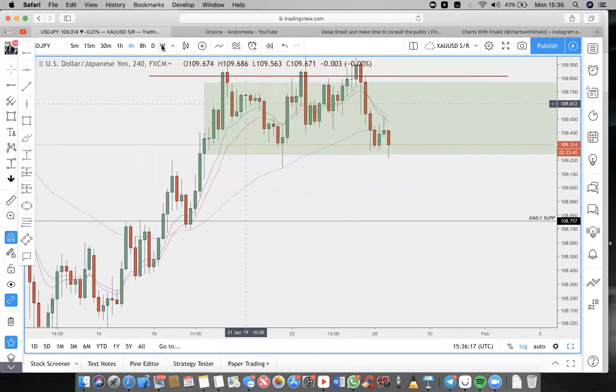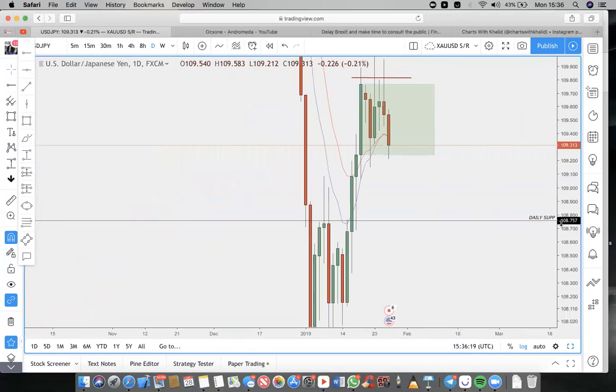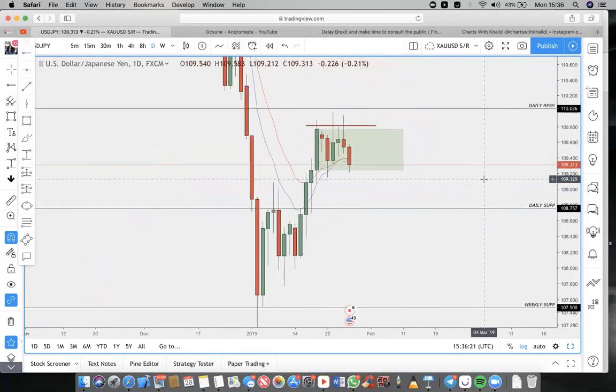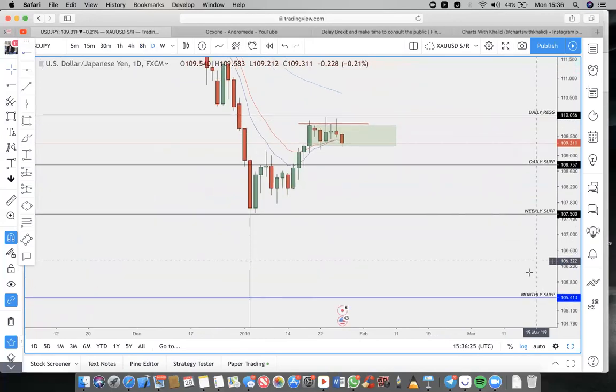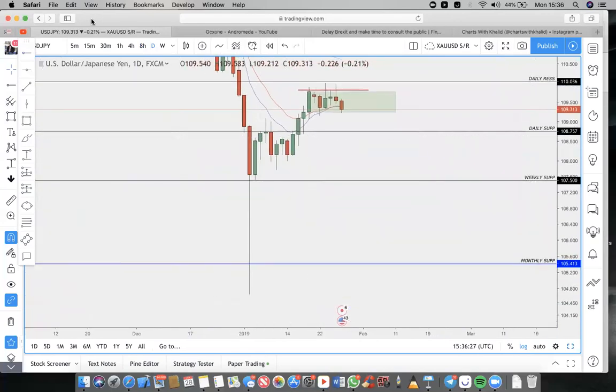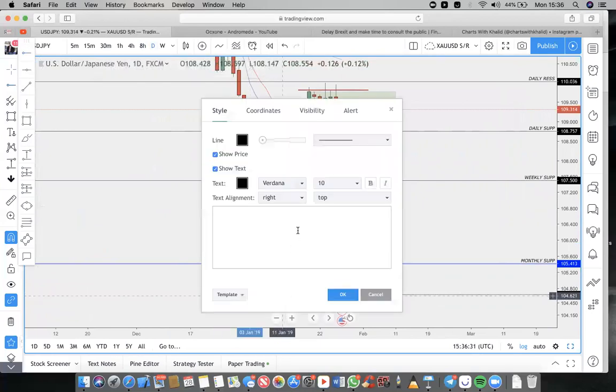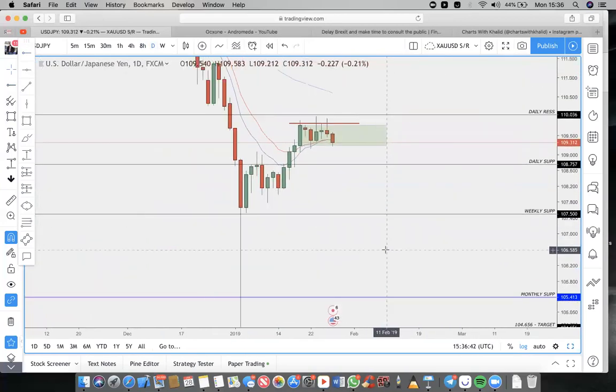So that's UJ, to be honest. UJ, I'm probably looking at shorts to the downside. Like I said, my target will probably be the monthly support of 105.413. To be quite specific, that is a potential target. I'm going to write that down for future reference. 104.656 target. And in the next video, we can probably talk about that.